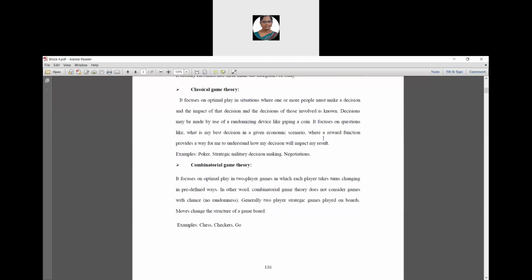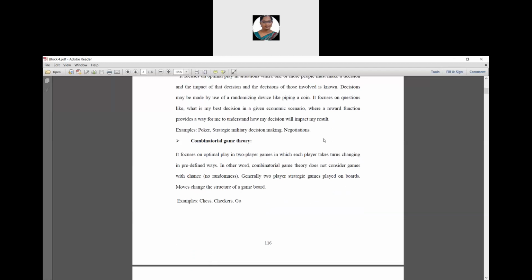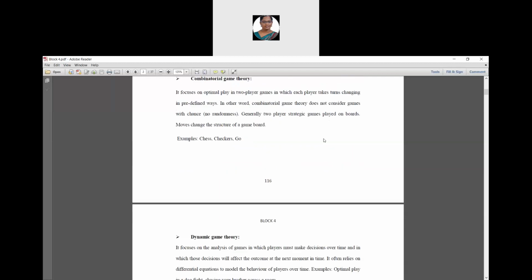Next one is combinatorial game theory. It focuses on optimal play in two-player games in which each player takes turns changing the game in predefined ways. In other words, combinatorial game theory does not consider games with chance or randomness. Generally, these are two-player strategic games played on boards, where moves change the structure of the game board. Examples for combinatorial game theory are chess, checkers, and go.